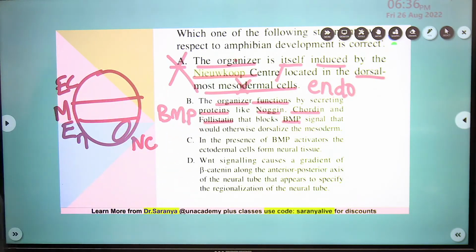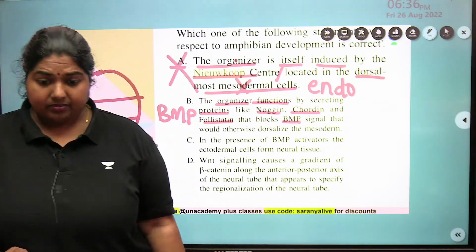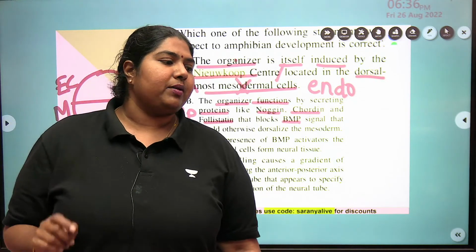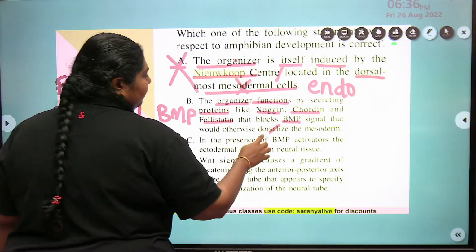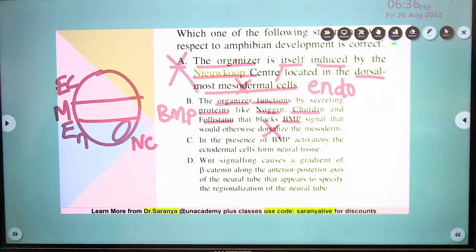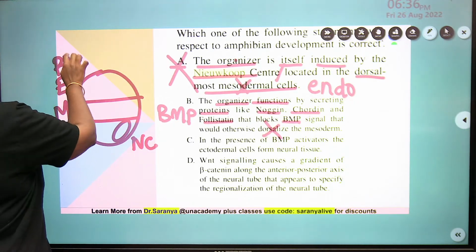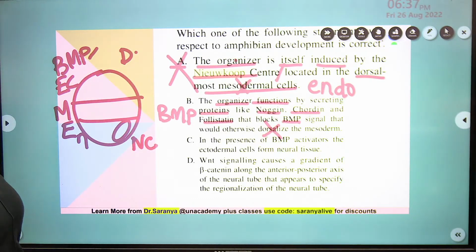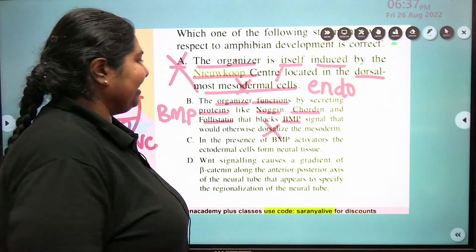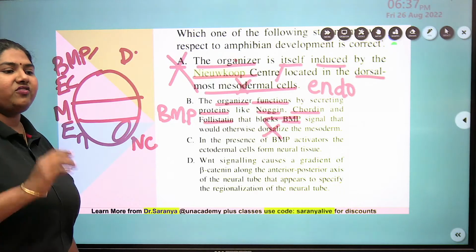Where will this BMP be more? Will it be more on your dorsal side or your ventral side? BMP should be more only on your ventral side. Isn't it? They have given that it is going to be on the dorsal side. No. Remember, BMP is a ventralizer. So, dorsalizer, your Spemann organizer is secreting. Likewise, BMP is ventralizer. You are going to inhibit or block the BMP. That is why the ventral is stopped.